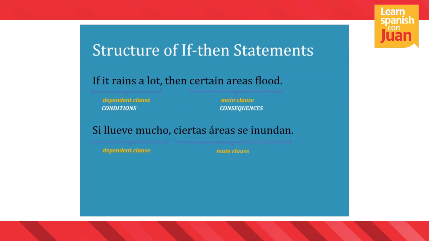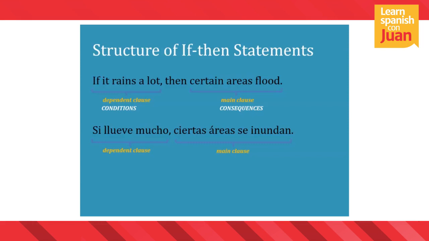So on this slide we see 2 examples of simple if-then statements in English and in Spanish. And you can see that if-then statements involve 2 clauses, a dependent or subordinate clause and a main clause. The dependent clause begins with the subordinating conjunction if, or si in Español, and it expresses certain conditions. So if it rains a lot, si llueve mucho, that's our dependent clause, those are the conditions. The main clause expresses the implications or consequences of the condition. So in this case, then certain areas flood, or ciertas áreas se inundan.